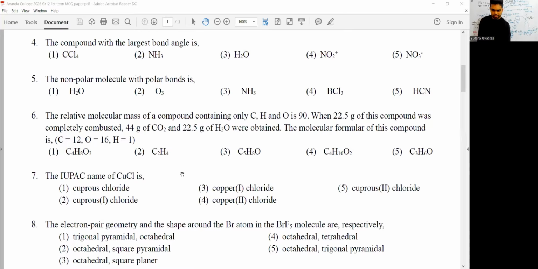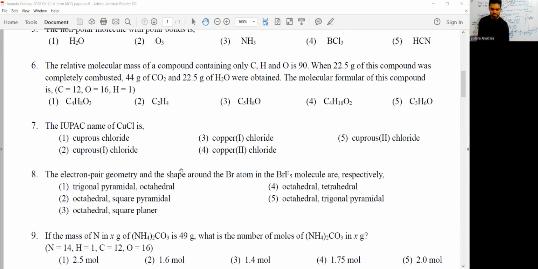Okay, so answer 4 again. Right, go to the 7th question. The IUPAC name of CuCl. Okay, CuCl. I'm going to erase this and I hope you note down whatever things you need. IUPAC nomenclature of simple compounds was done under chemical calculations. And we'll be discussing IUPAC nomenclature in several other places in our syllabus.